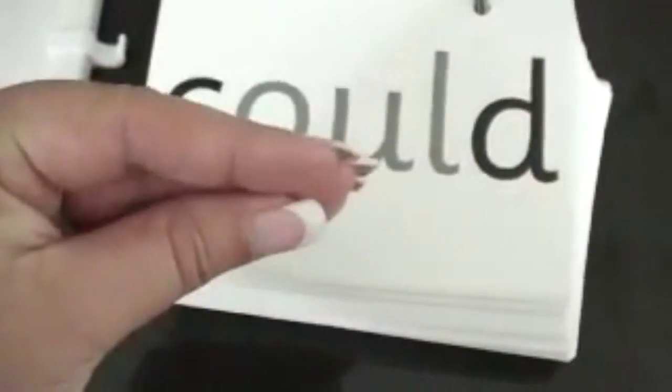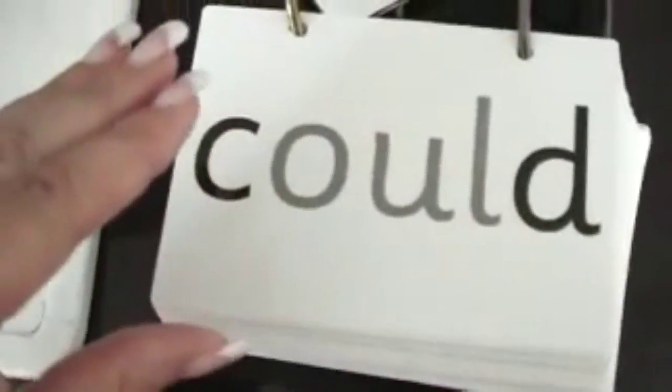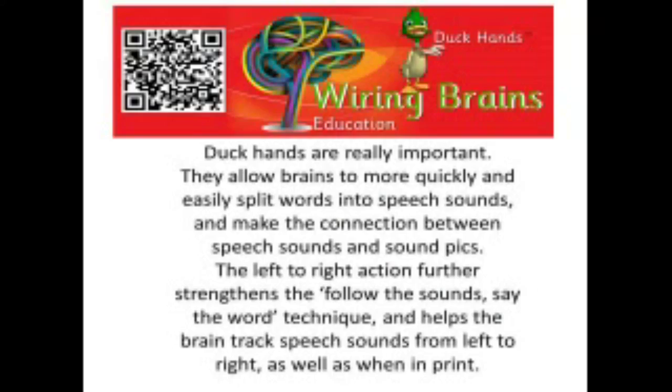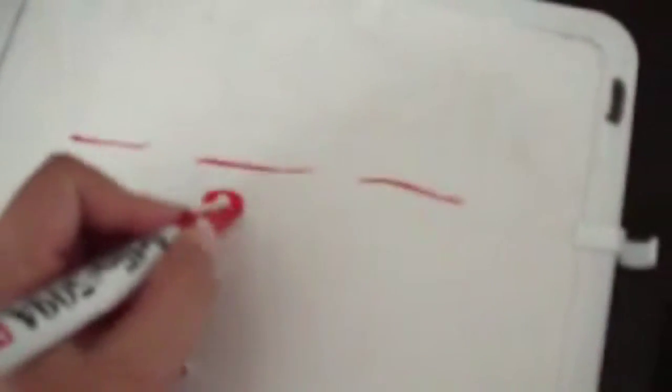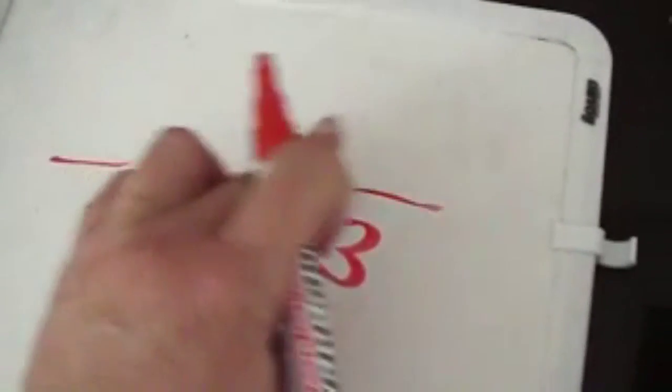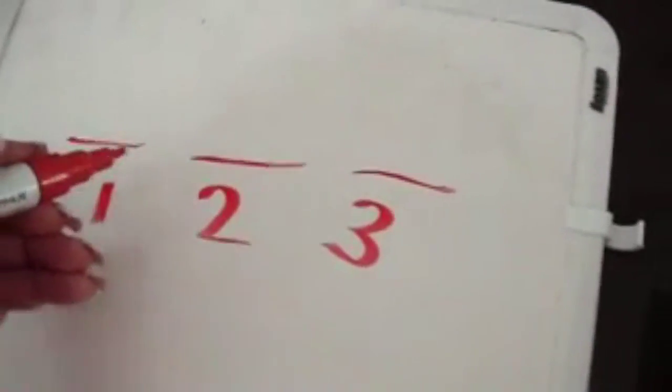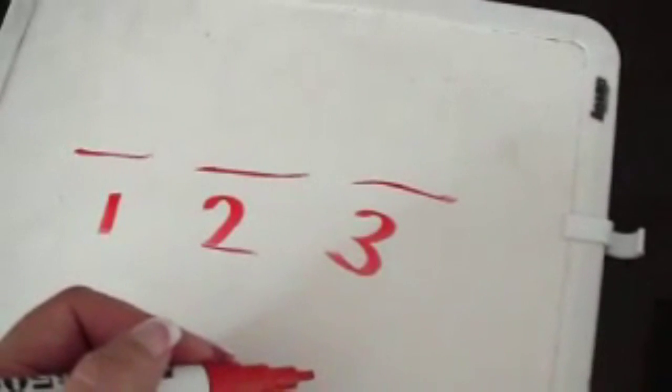And what we do with an SSP to further help with this fast mapping is we use duck hands. Here's my duck hand. So what we're doing is every time we say the speech sound in the word, we use our duck hand and we go from left to right. So could, if I didn't see it, I would go k or d. So k or d. That's what they need to know before they even worry about what goes on there. If they can't hear k or d, they're going to struggle with reading and spelling.